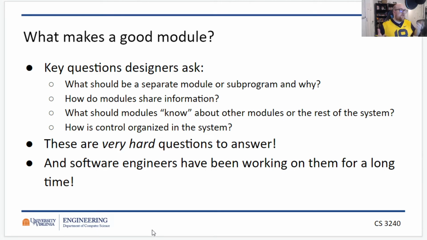So what makes a good module? This is a serious question. What is good? What is good enough? What is great? What is perfect? Well, how should modules share information? I mean, if we're talking about we don't want any dependencies, then yeah, modules shouldn't share information. But they naturally are going to have to, right?